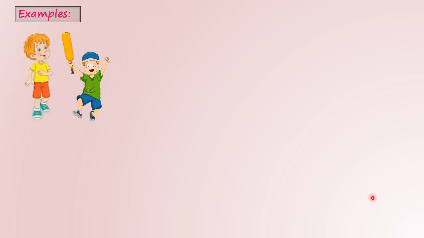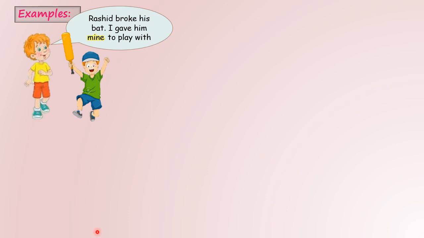So children, here we can see few more examples of possessive pronouns. Now see, Rashid broke his bat. I gave him mine to play with. Here full stop will be there, children. Is it clear? Now pay attention here, children.